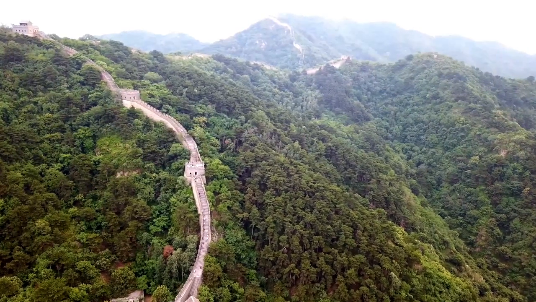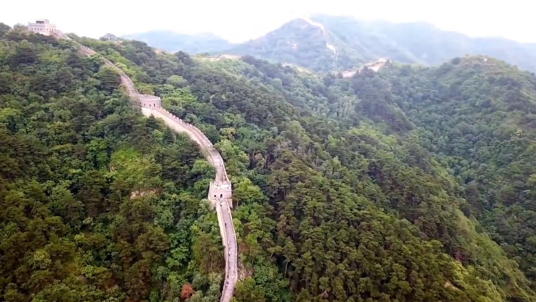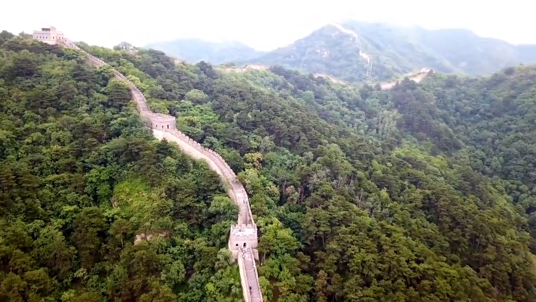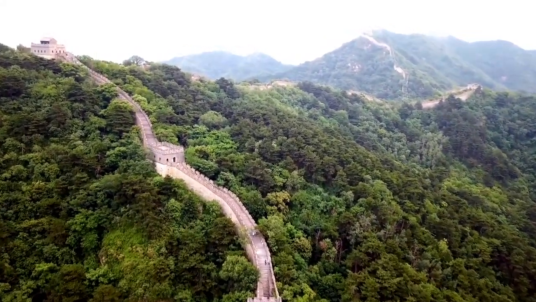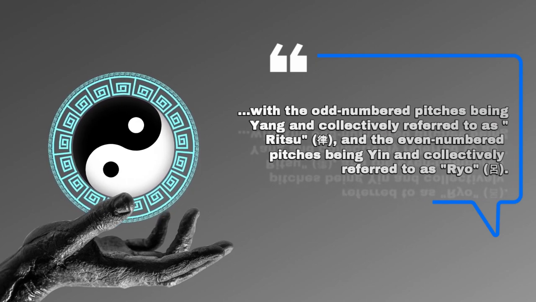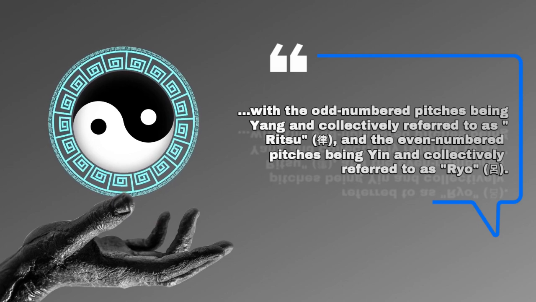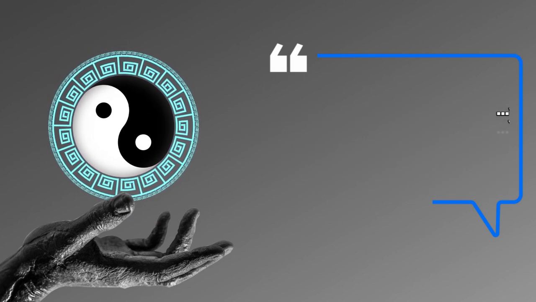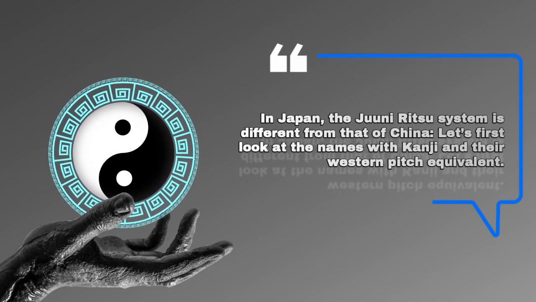In China, they have a specific name and characters for each note in their tuning system. So we won't feature them here today, but know that the Japanese system does derive from there. It's also worth noting that the Juuni Ritsu, the 12 tones, can be divided into yin and yang, with the odd-numbered pitches being yang and collectively referred to as Ritsu, and the even-numbered pitches being yin and collectively referred to as ryo. As mentioned before, in Japan, the Juuni Ritsu system is a little bit different from that of China.